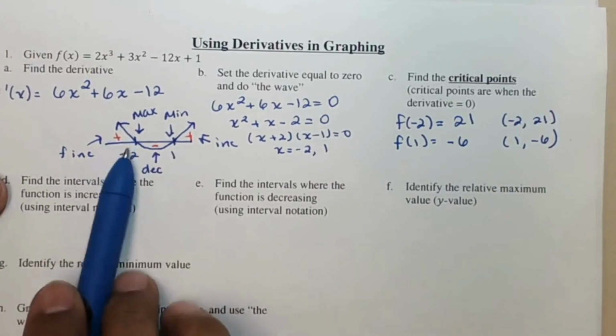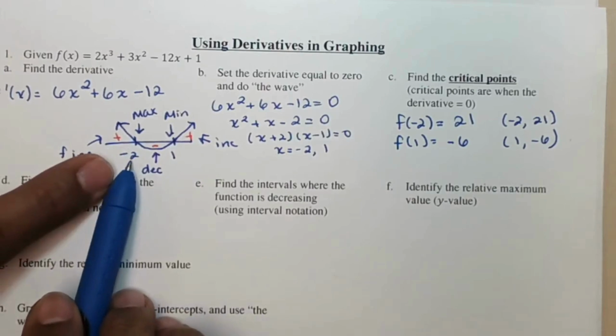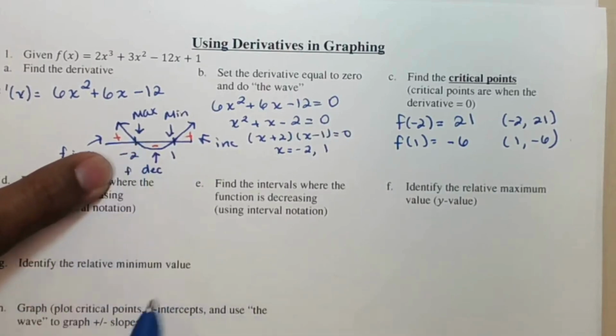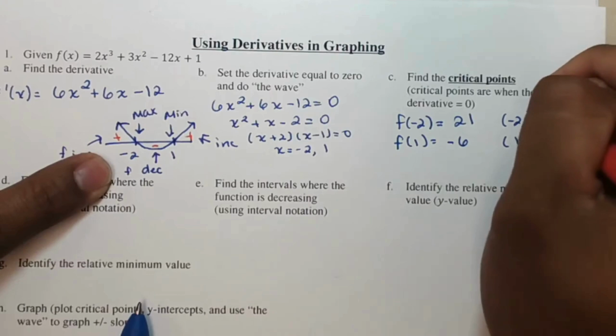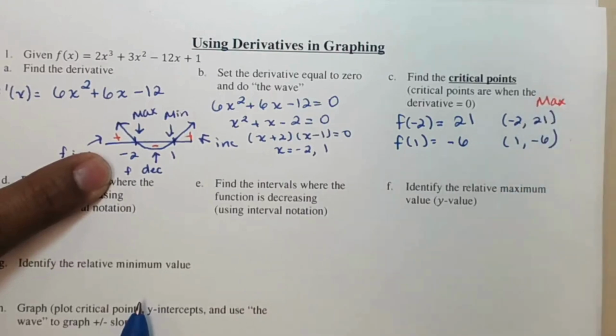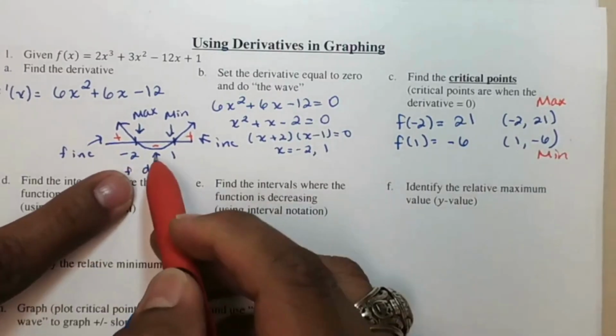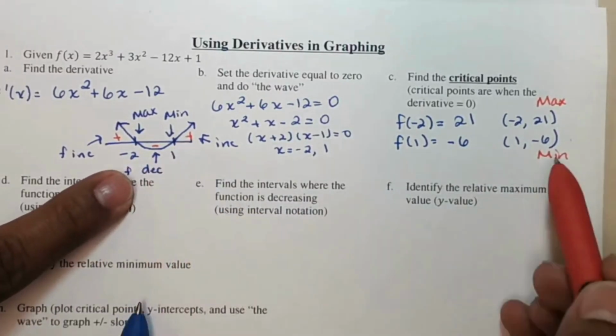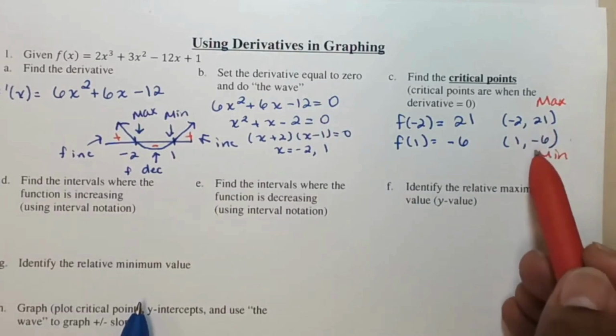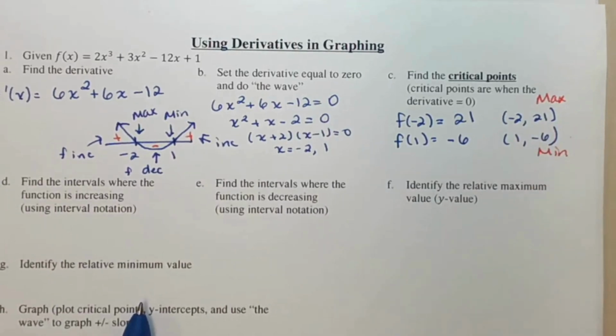From the wave of our derivative, we found out that at negative 2, we get a maximum value. So this point here is going to be my maximum point. At this point here, we talked about how it went from decreasing to increasing, so we have a minimum. So this ends up being a maximum point and a minimum point here.